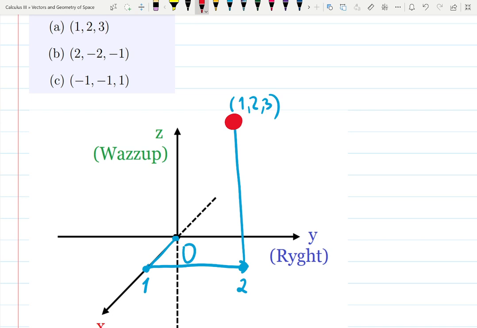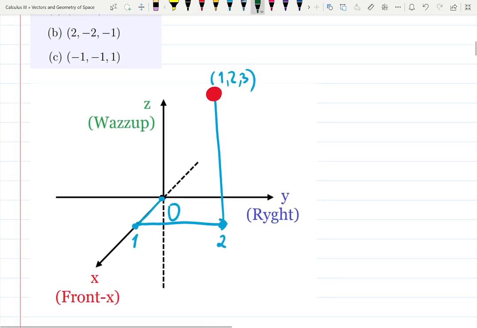Now it gets harder with negative ones. 2, minus 2, and minus 1. Let's change the color. 2 points towards me. So twice more. 1, 2. Minus 2 is to the left now. So to the left, minus 2. And then minus 1 up. That means 1 down. So it's negative 1 units, 1 unit down. So I'm going a little bit down over here. And that's going to be the point 2, minus 2, and minus 1.